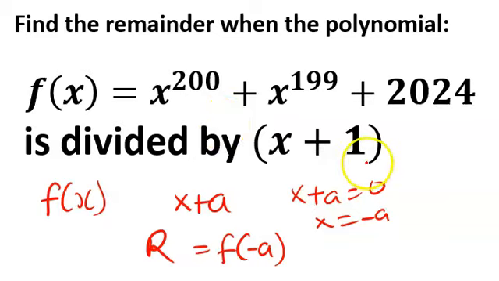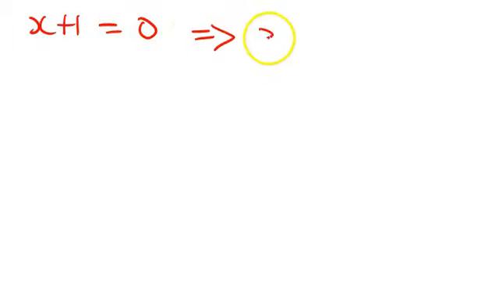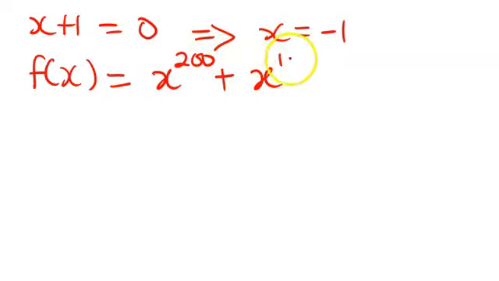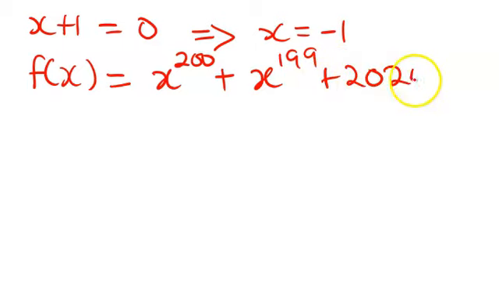So looking at this question, the divisor is x plus 1. So let's equate it to 0. So this implies that x is equal to minus 1. Now the polynomial is equal to f of x, which is equal to x raised to the power 200 plus x raised to the power 199 plus 2024.